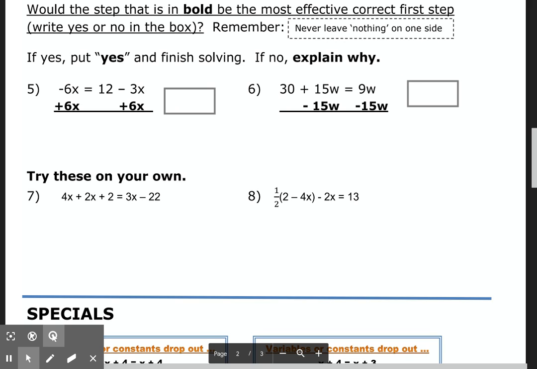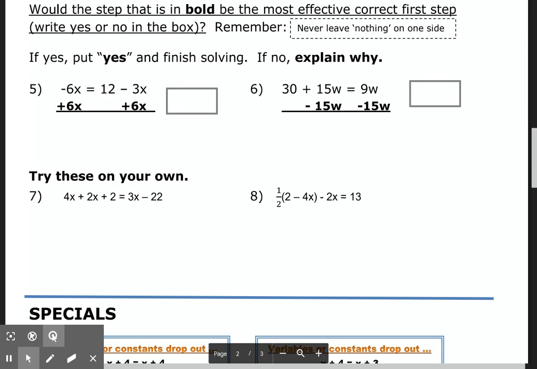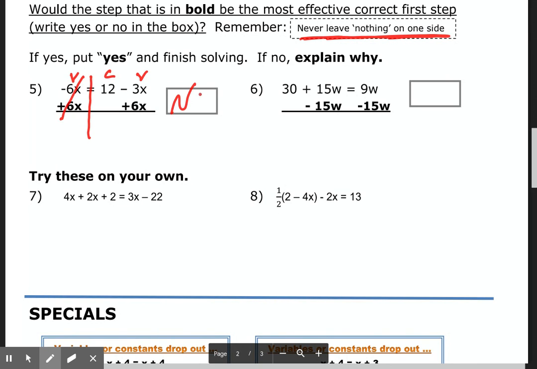All right, so here I've got a variable term, I've got a constant, and I've got a variable term. So here's where my left side and right side of the equation are. So if I add 6x to both sides, what's going to happen over here on the left? Well, you're right. It's going to cancel out. So the thing here says never leave nothing on one side, and that's what would happen here. Okay? So this would be no.